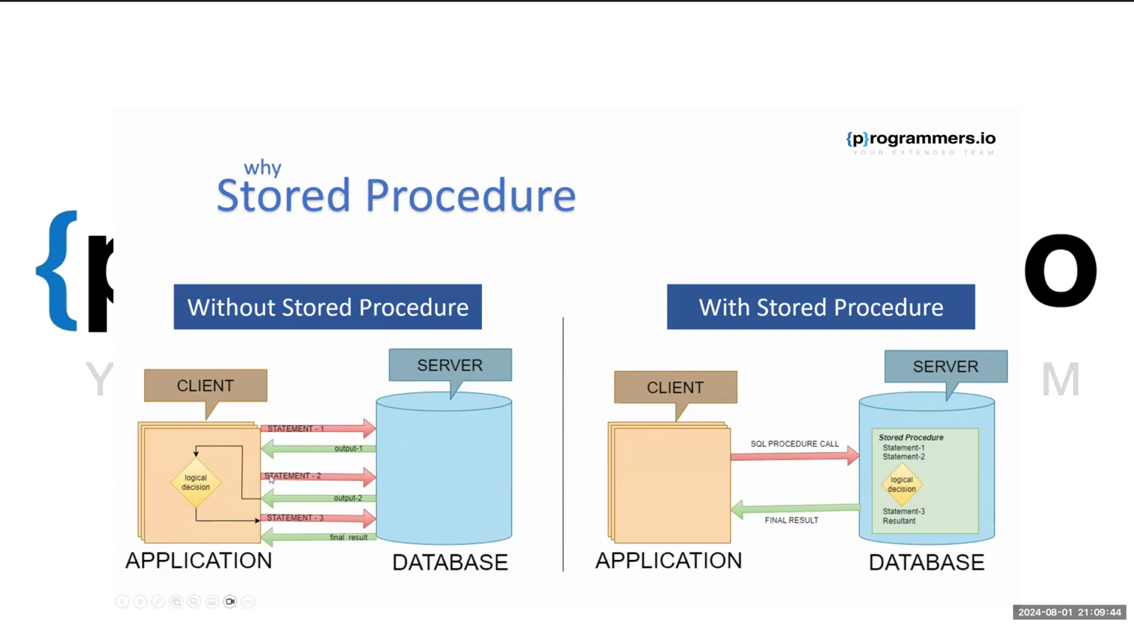And then the same thing will happen for the second time as well. And during that, my client application will do the logical decision making. And then finally, it will ask for the statement number 3 to execute. And by that, we'll be getting the final result. So this whole process took at least 3 transactions to and fro between the client and the server.